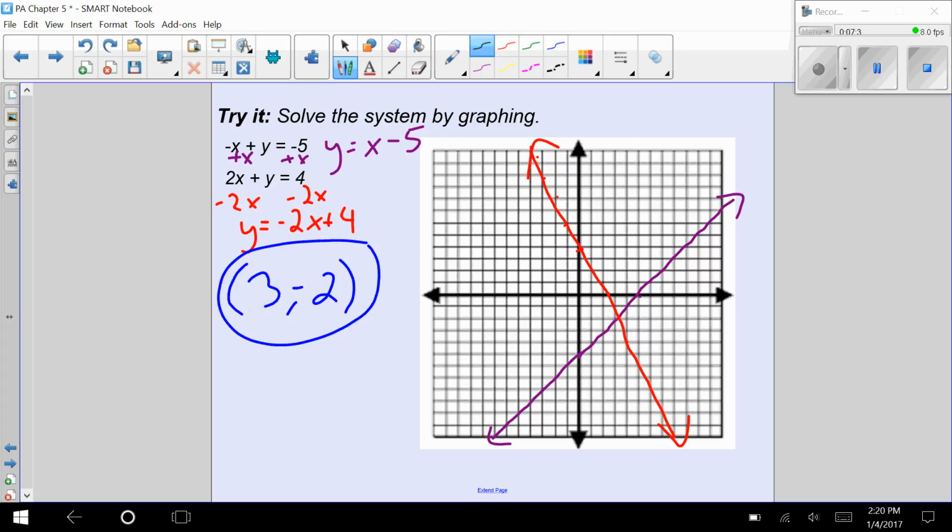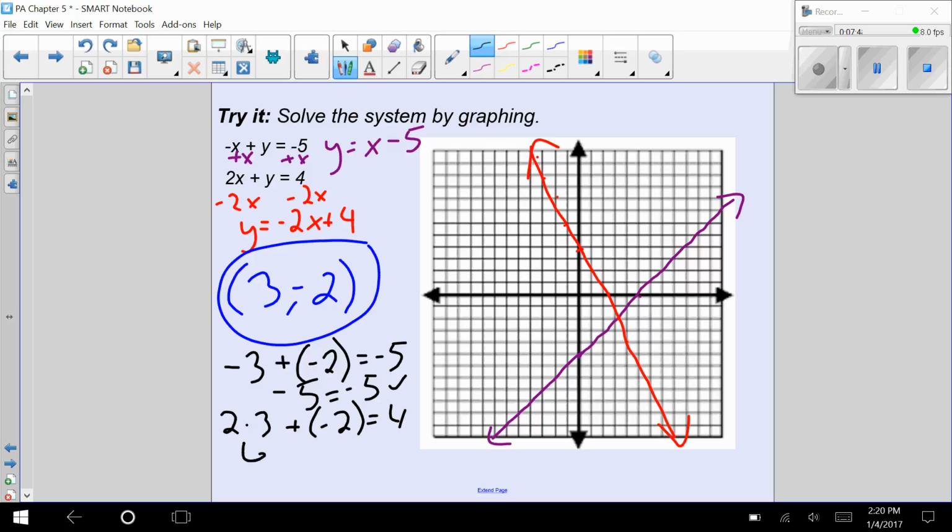Now let's check that. Negative x, so negative 3, plus y, which is negative 2, equals negative 5. Well, negative 3 plus negative 2 is negative 5, so it worked. 2 times x, which is 3, plus y, which is negative 2, equals 4. 2 times 3 is 6, plus negative 2. 6 plus negative 2 is 4. 4 equals 4, so it works. Our solution is 3, negative 2.